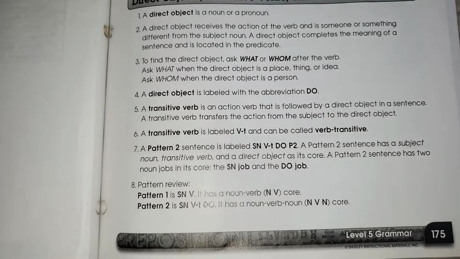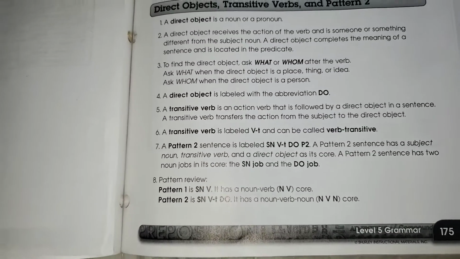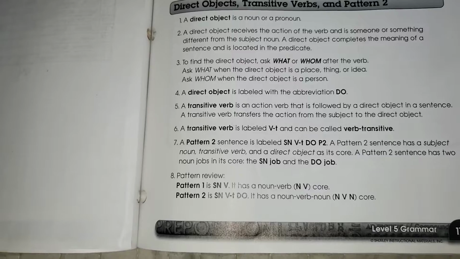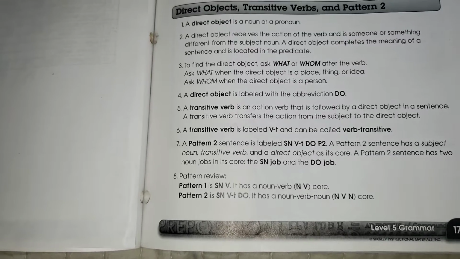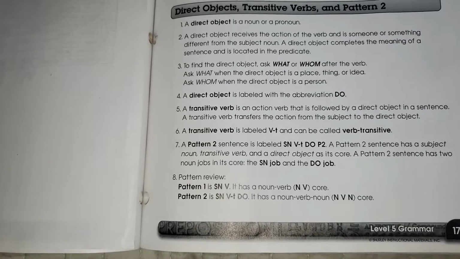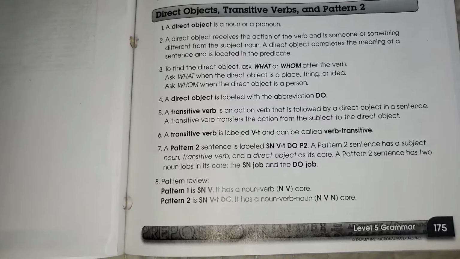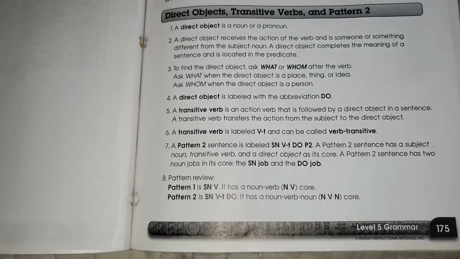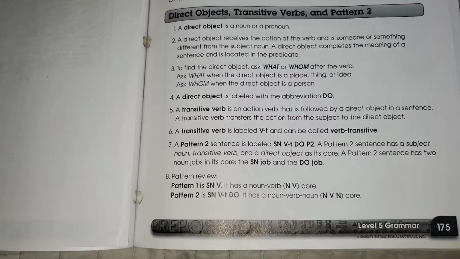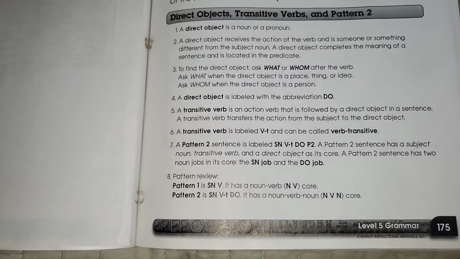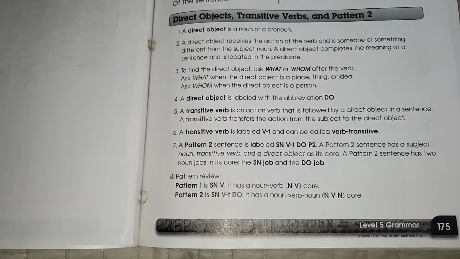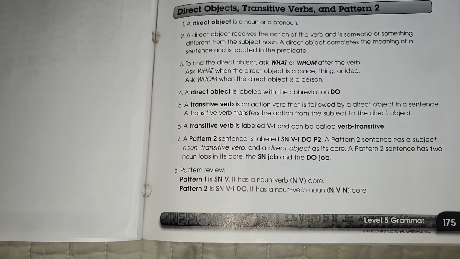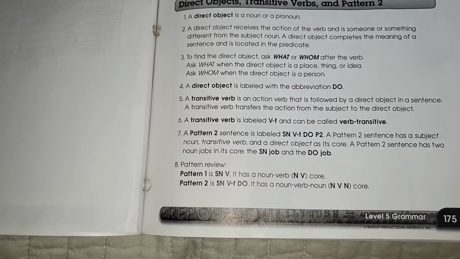A pattern 2 sentence is labeled SN V-T DO P2. A pattern 2 sentence has a subject noun, transitive verb, and a direct object at its core. A pattern 2 sentence has 2 noun jobs in its core, the subject noun job and the direct object job.